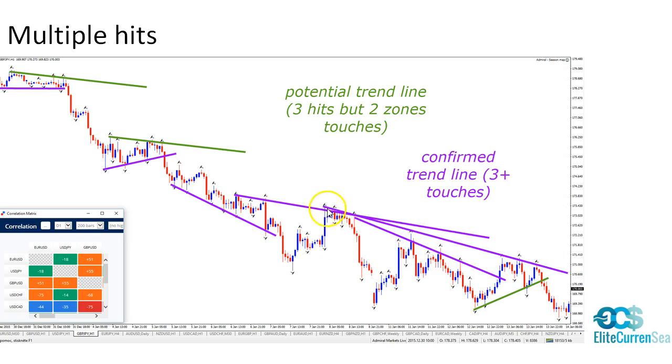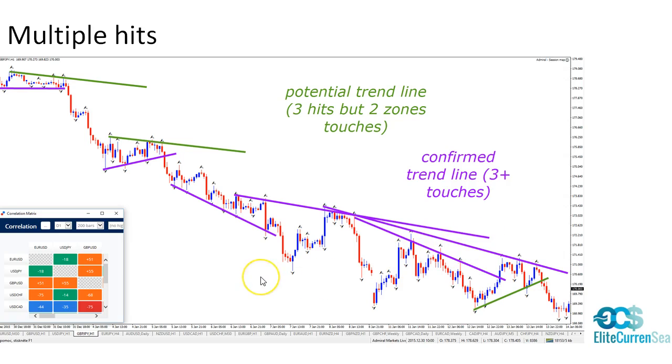Right in here in the middle, you got one hit here, two hits here, and then later on the third hit, and later on the fourth hit. There's a lot of space between the hits of resistance. So that's a valid trend line. There's a lot of space, there's a lot of hits as well. That's a good mature trend line.